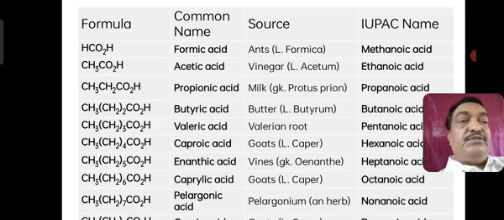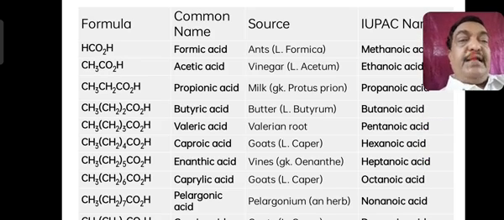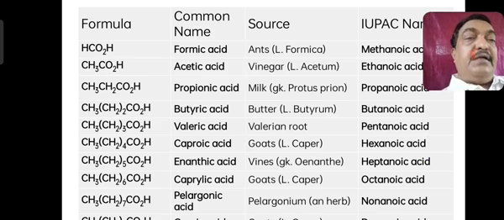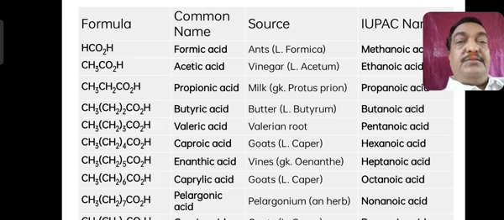Then butyric acid, CH3CH2CH2COOH. It is present in butter. Then you can see valeric acid, a pentanoic acid, CH3(CH2)3COOH. It is obtained from the plant roots of the valerian.